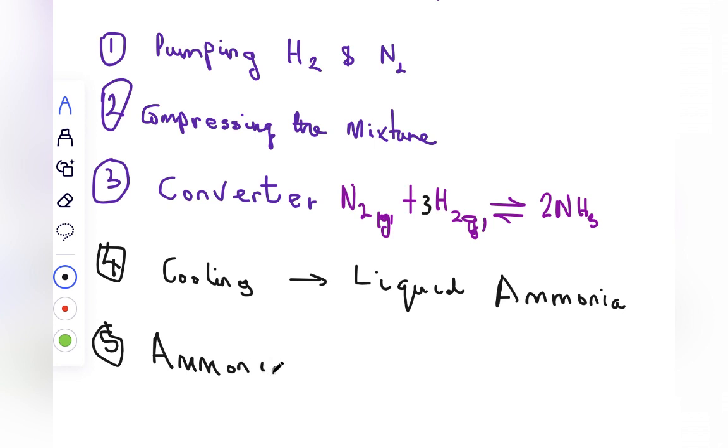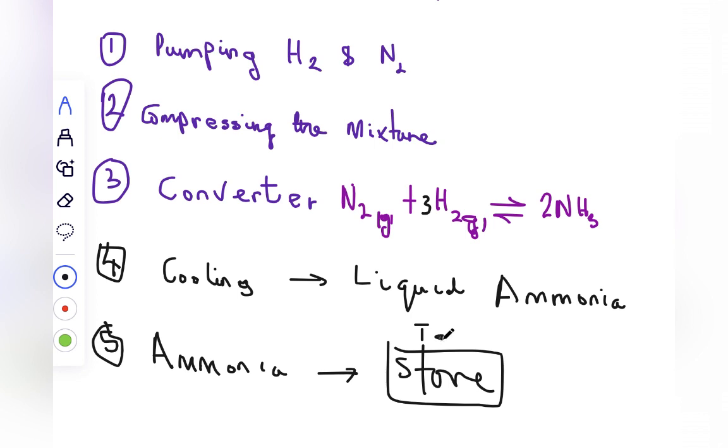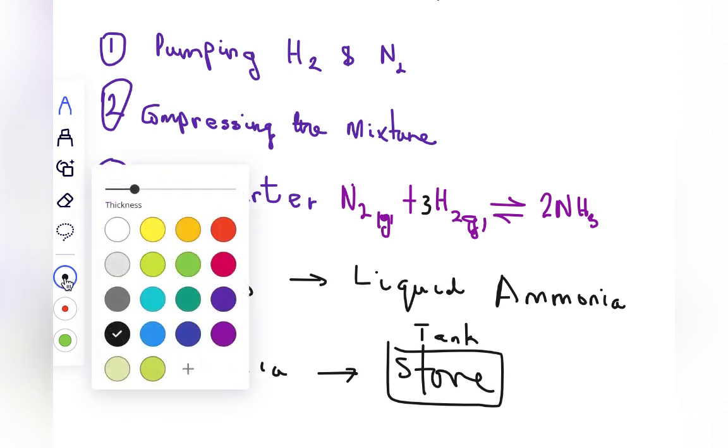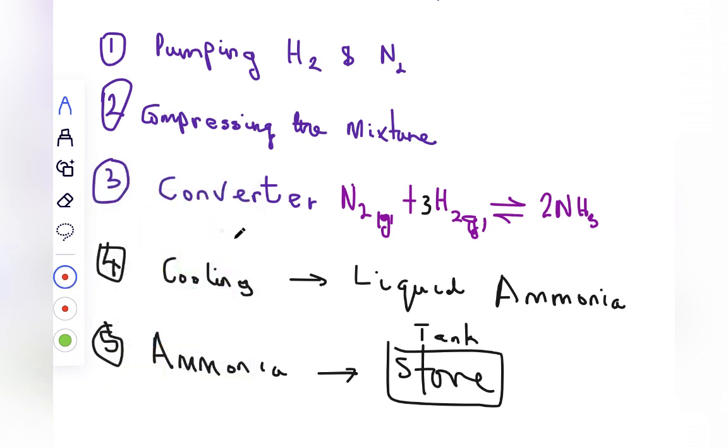So we store the ammonia, and we repeat step 3 and step 4 again to produce more ammonia and send it to a tank to store. Here is a tank. So we store it. We repeat step 3 and 4 again in order to produce more ammonia.